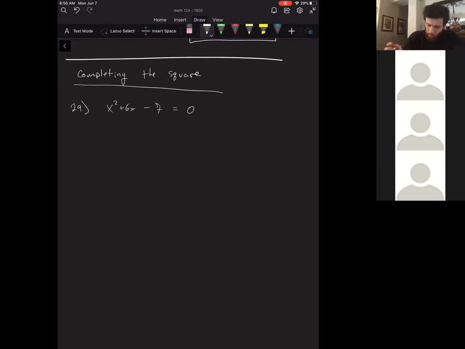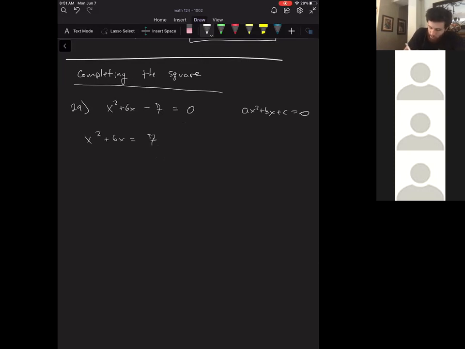So the method for completing the square. It's always something like this: ax squared plus bx plus c is equal to 0. Completing the square is always for these type of problems, and that's what this one is over here. So the first thing we're going to do is take this term that doesn't have an x attached to it, and move it to the other side. So it's the minus 7, move it to the other side. So we're going to have x squared plus 6x is equal to positive 7.